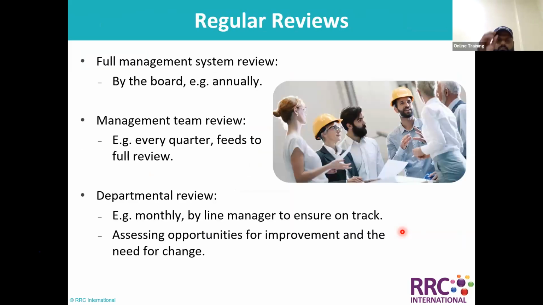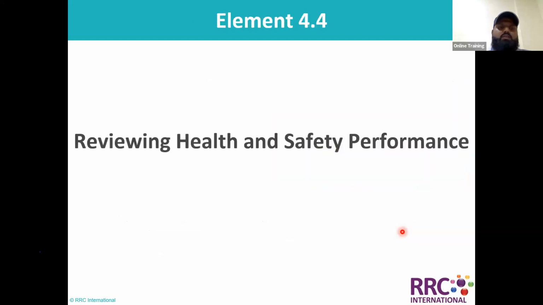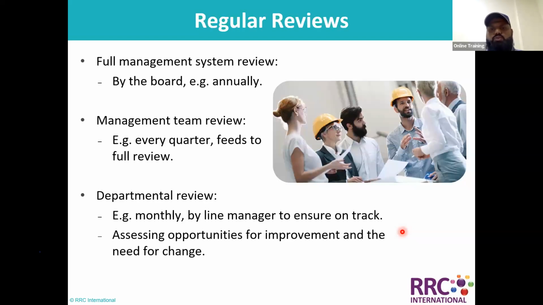Now a very short topic is remaining, and that is about reviewing health and safety performance. Once you do the audit, what do you have to do? You have to review your health and safety performance. With the audit, you will have the NCRs, showing where we are lacking, and whether we are leading or lagging.